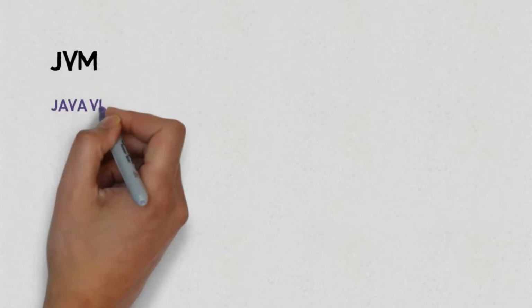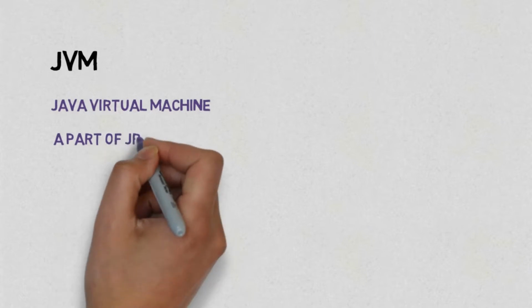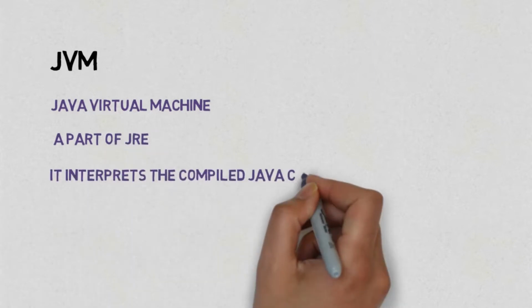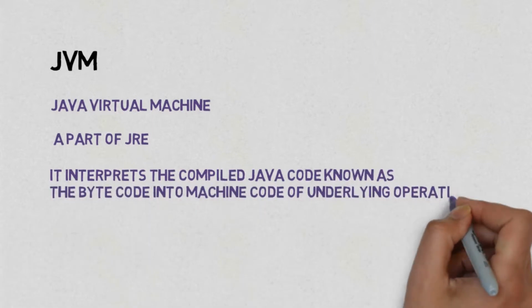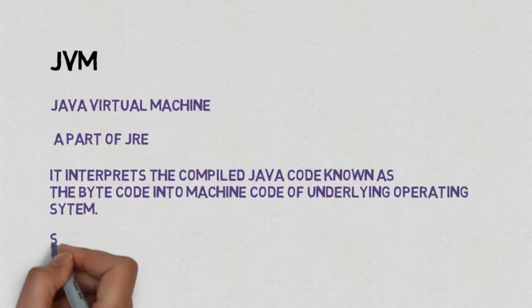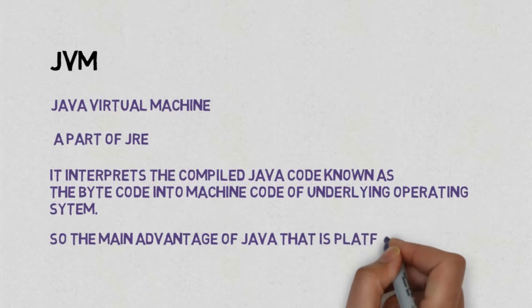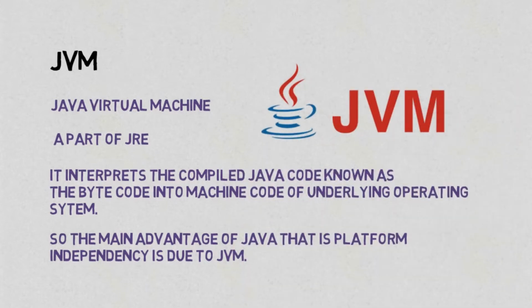Now JVM. What is JVM? JVM stands for Java Virtual Machine. It is a part of JRE. So what does JVM do? JVM interprets the compiled Java code, known as bytecode, into machine code of the underlying operating system. The underlying operating system is the operating system which you use at that current time. So the main advantage of Java, that is, it is platform independent, is due to JVM.